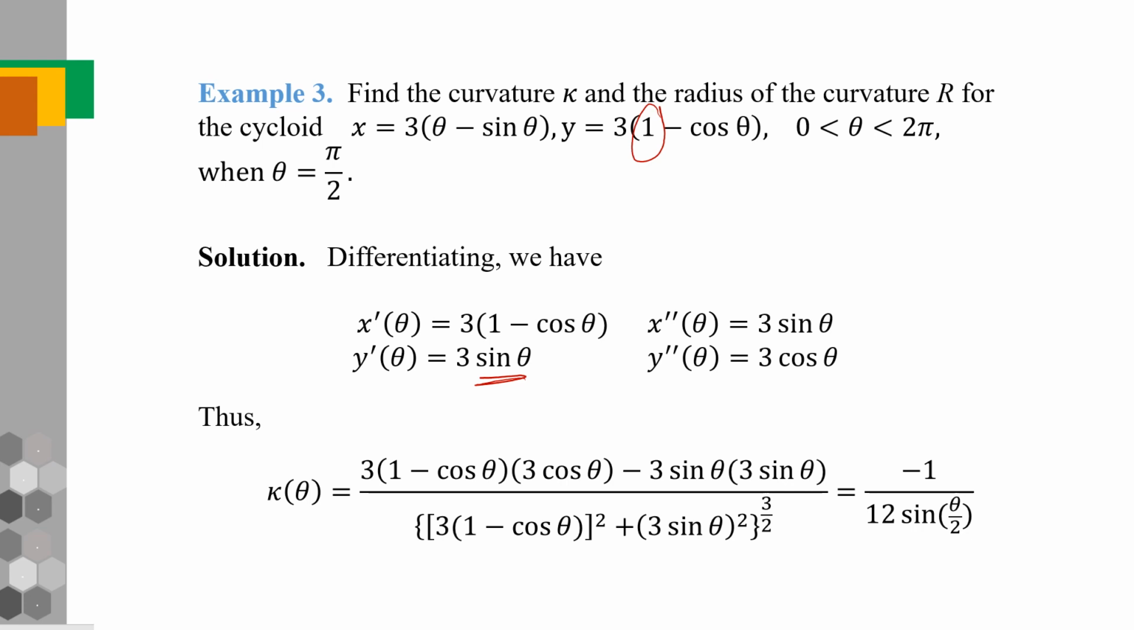Then, kukunin na naman natin yung derivative ng first derivative. So, meron tayong second derivative ng y, which is equal to 3 cosine theta. Then, just substitute it to the formula of curvature, and we obtain this one. Okay? So, how do we obtain this one? Okay, so, let's continue that one in the next slide.